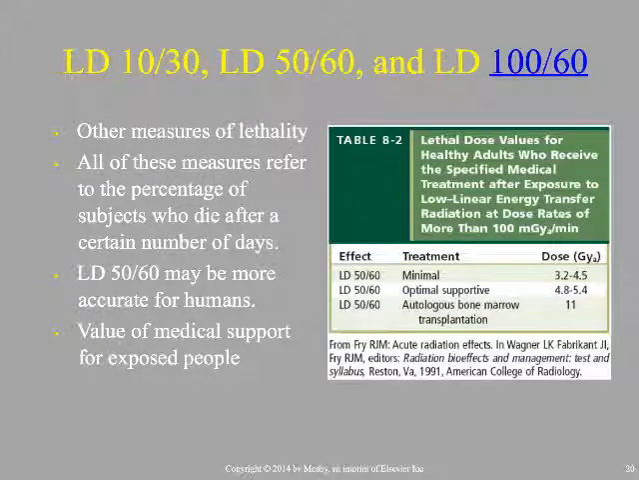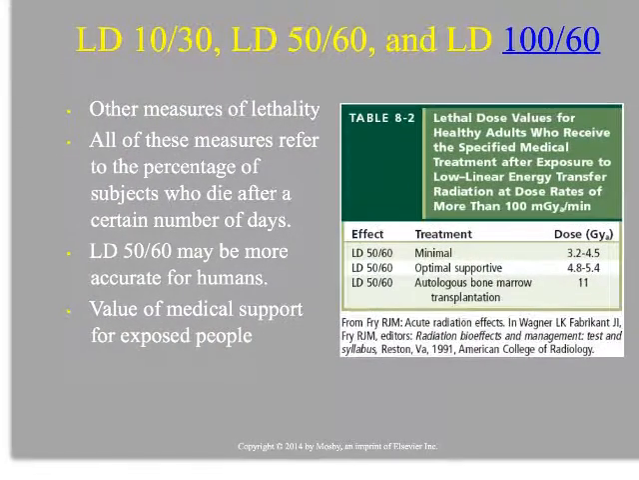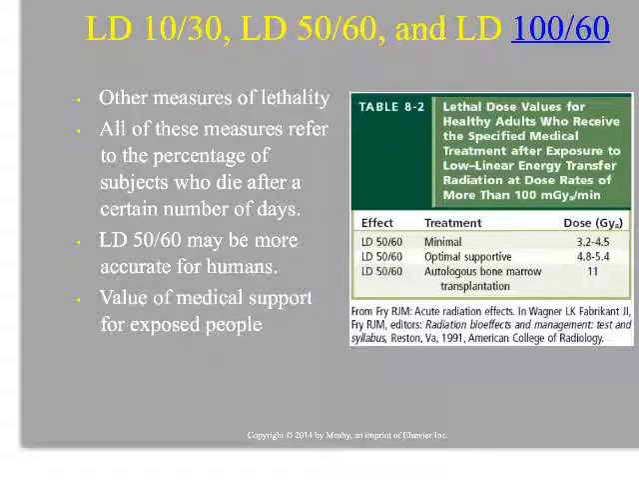Now, there are different ways that we can talk about radiation dose and responses. So we can have LD50-30, 50-60, and 100-60. Each one of those represents both the percentage and the time. So the LD10-30, 10% of the population in 30 days. LD50-60, 50% of the population in 60 days. And LD100-60, 100% of the population within 2 months. What would be the dose required to kill everyone? All of these measures refer to the percentages of subjects who die after exposure.